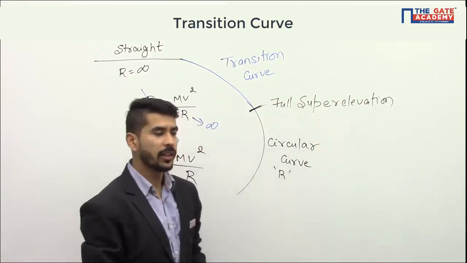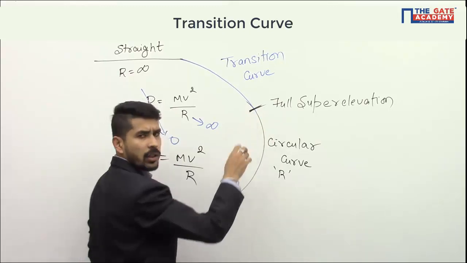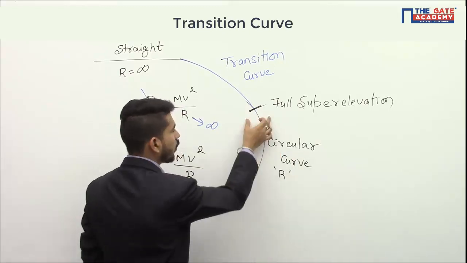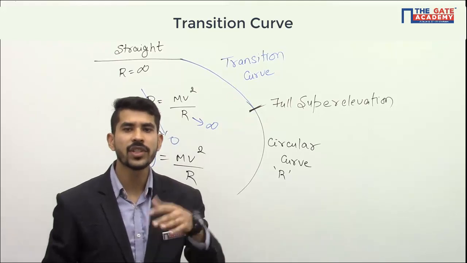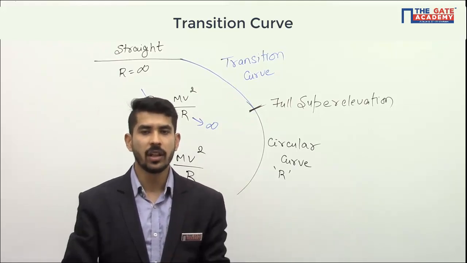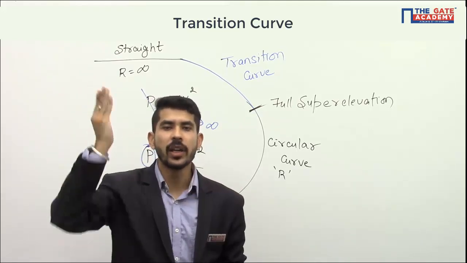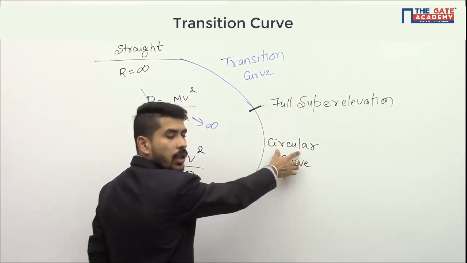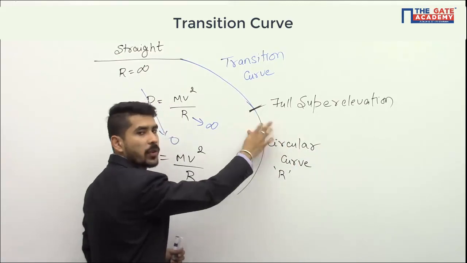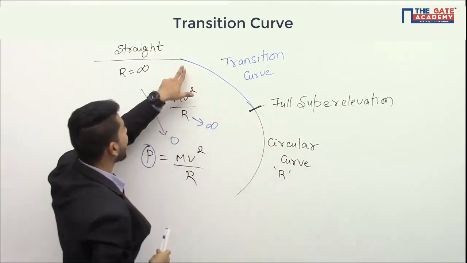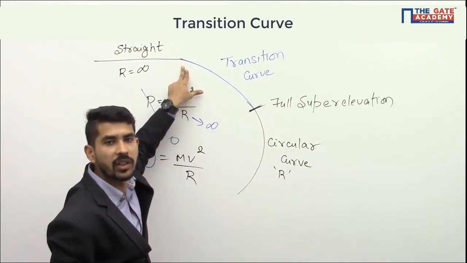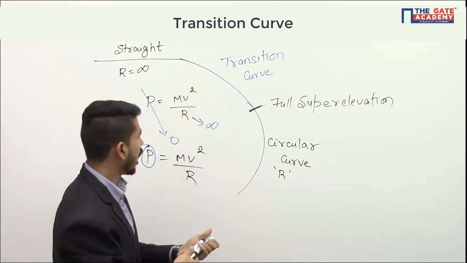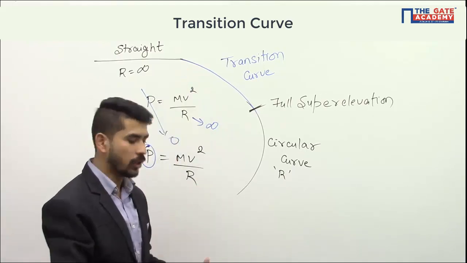And how are we doing it? Let us suppose I am taking a random value. On a circular curve, we require a super elevation of 7%, right? That means, if you travel 100 meters, the rise should be 7 meters, right? So on a circular curve, the required super elevation is 7%. Now, directly I cannot provide 7% super elevation over here. What I will do is, I will gradually increase the value of super elevation.